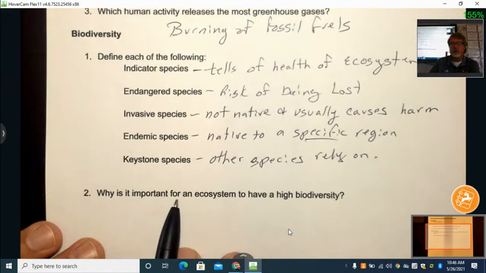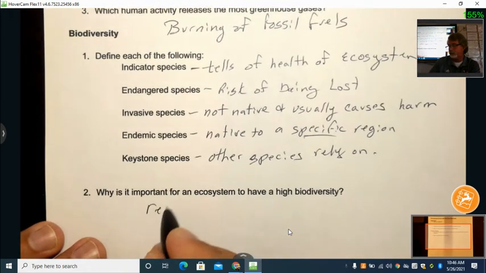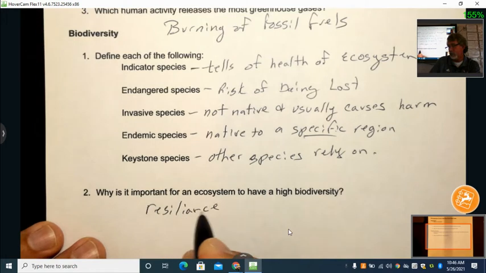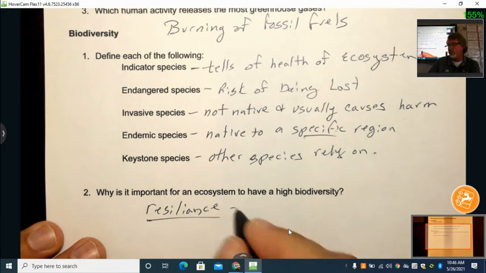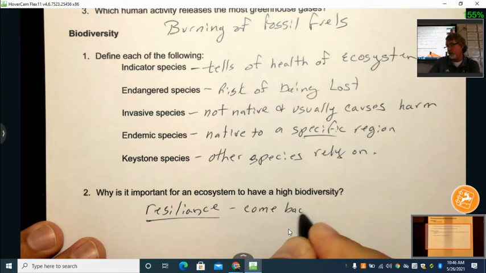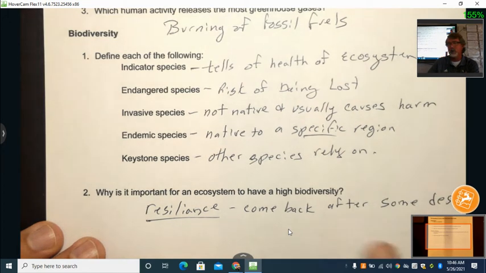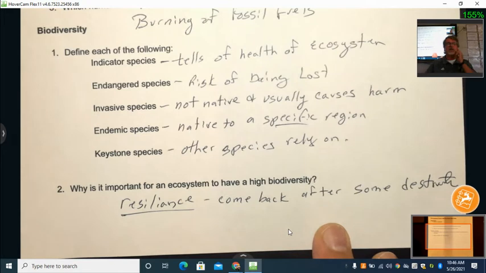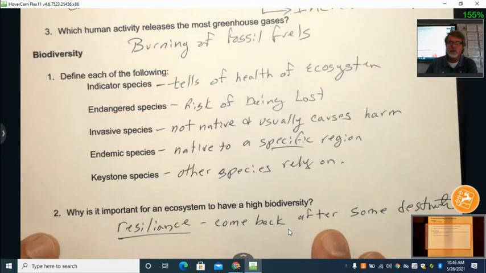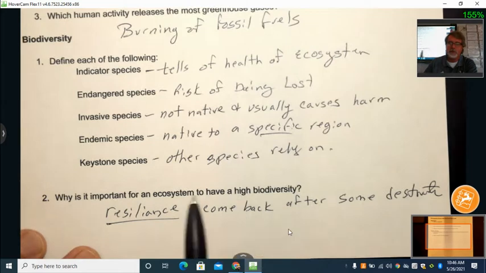All right, why is it important for an ecosystem to have a high biodiversity? Ecological resilience. We want it to be able to come back after some type of destruction. The more biodiversity you have, if a disease or something comes into your forest, it doesn't wipe out all the trees. It just wipes out one or two. So biodiversity gives ecological resilience.